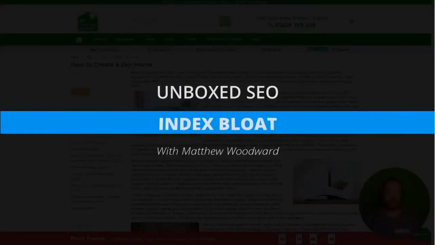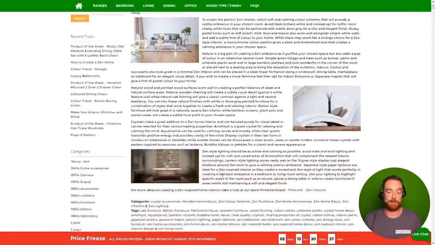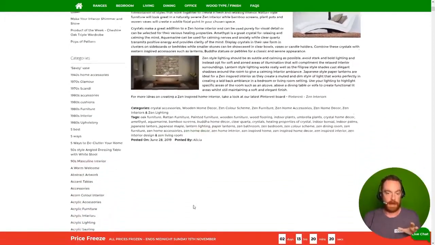Now, index bloat is one of those problems that lives below the surface, but if you're not paying attention to it, it's like having a big weight around your neck, and that's really the opposite of what you want when you're trying to grow your search traffic. In the case of the furniture market, this is actually quite severe, and their index bloat is created by category pages and tag pages. So first of all, let's look at the category pages.